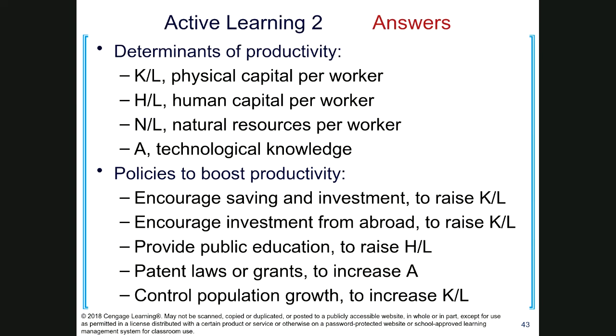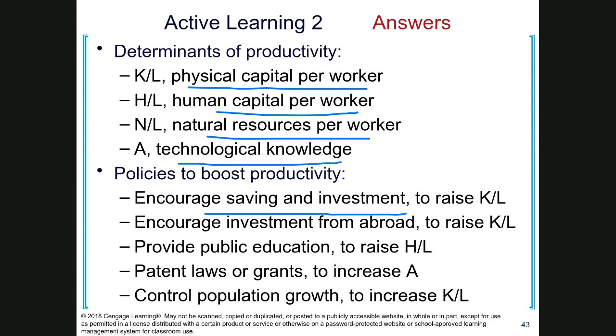Now, the answers are here. Physical capital is good. Human capital, education, natural resources, technological advances, and policies to boost them: encourage saving and investment, encourage investment from abroad, provide public education, patent law is important, and control population growth to increase K and L, which is kind of debatable here.